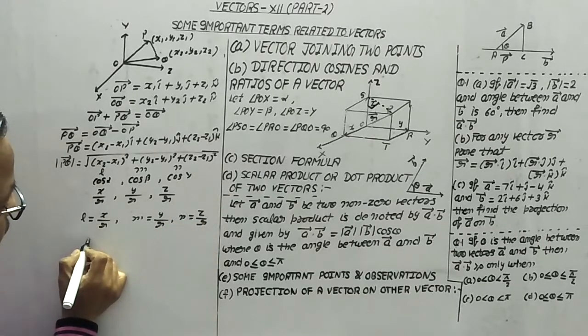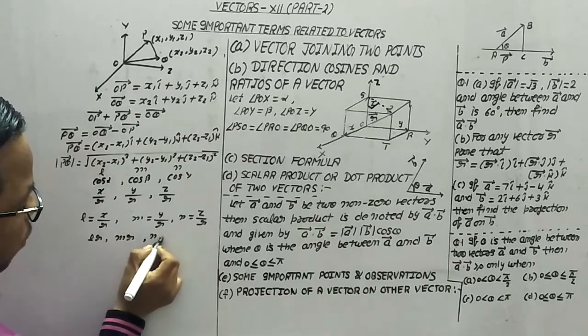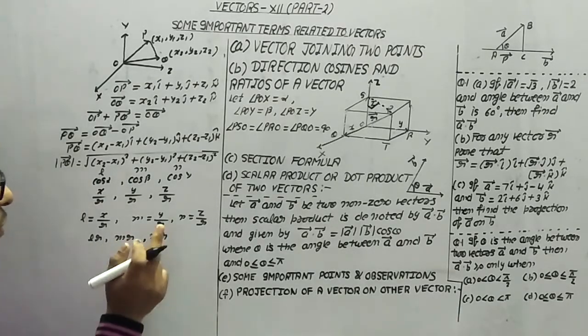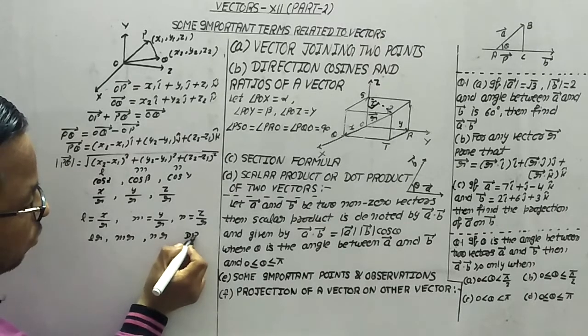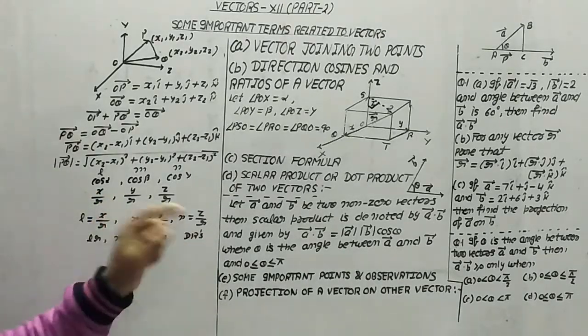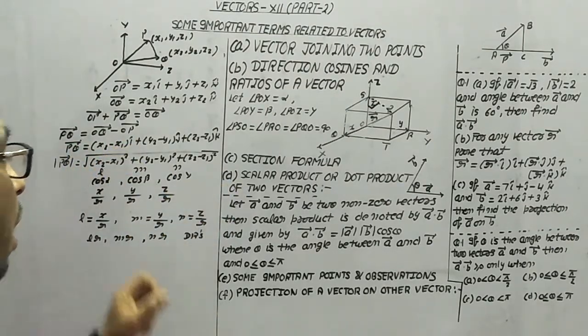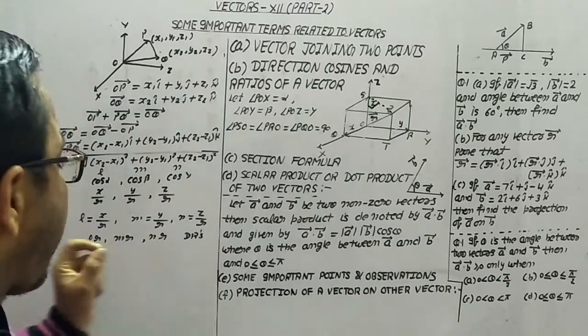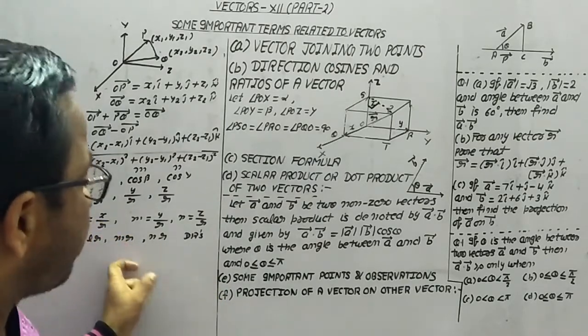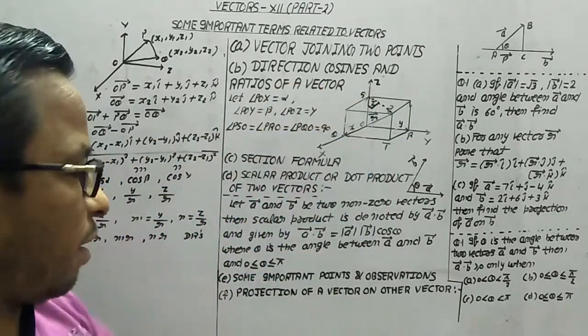Therefore we will get lr, mr and nr, which are the numbers known as the direction ratios of this vector. Cos alpha, cos beta, cos gamma are known as the direction cosines, and the numbers lr, mr and nr are known as the direction ratios of this vector.